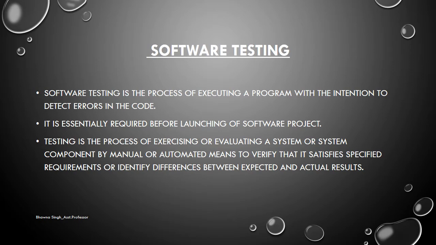First of all, let us start with what is a software testing. Software testing is the process of executing a program with the intention to detect errors in the code. It is essentially required before launching a software project. So testing is the process of exercising or evaluating a system or system component by manual or automated means to verify that it satisfies specified requirements or identify differences between expected and actual results.